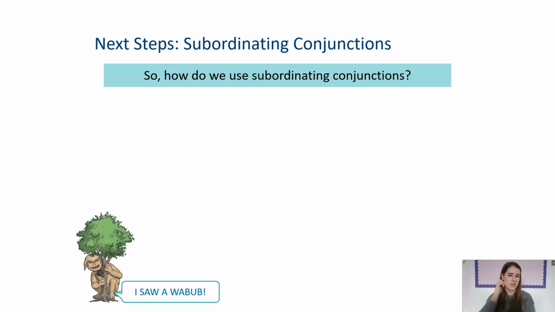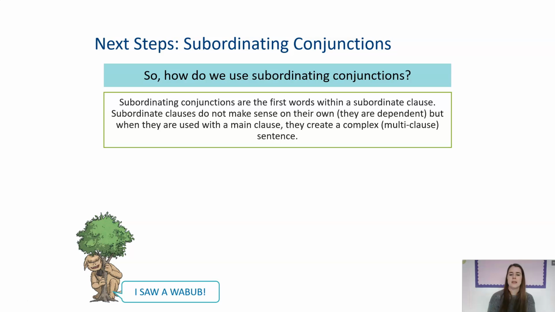So how do we use subordinating conjunctions? The subordinating conjunction is used at the beginning of the subordinate clause. So the bit of the sentence that doesn't make sense on its own has to start with that subordinating conjunction. We know that subordinate clauses don't make sense on their own, and that's because they're dependent. When you're dependent on someone or something, that means you're relying on them. When I was younger, I was dependent on my mum and dad. I couldn't look after myself all the time. I needed my mum and dad to help me.